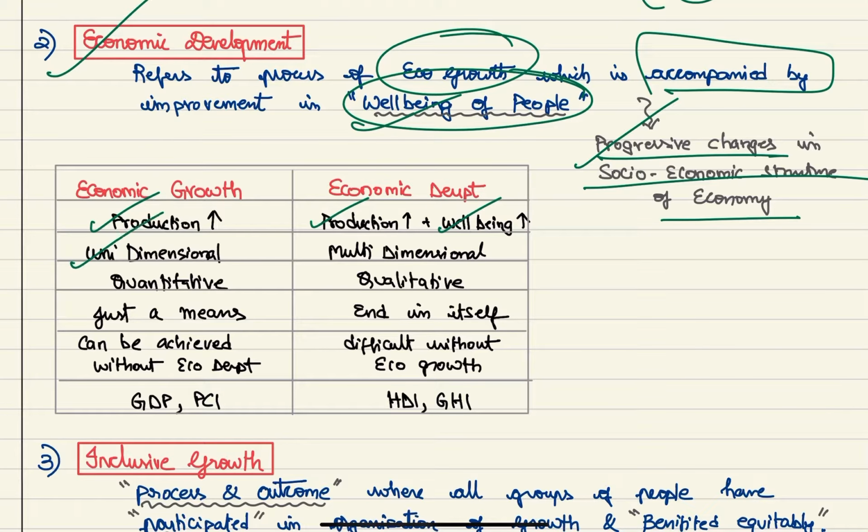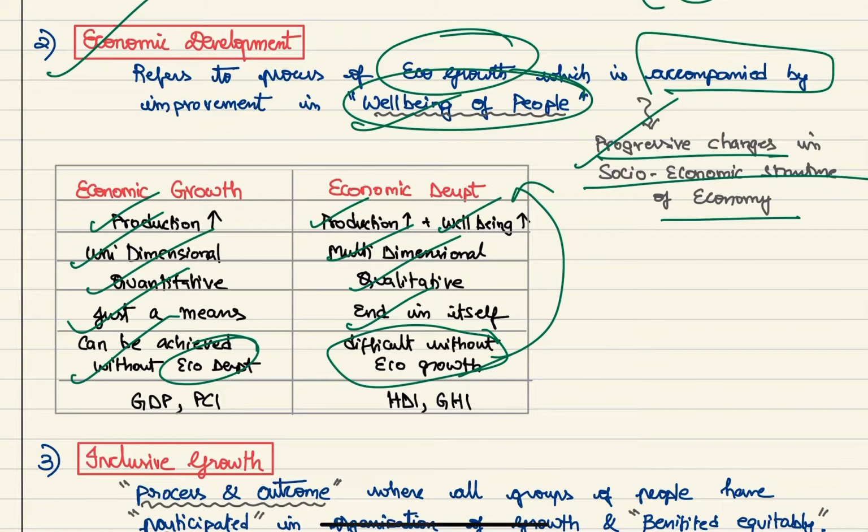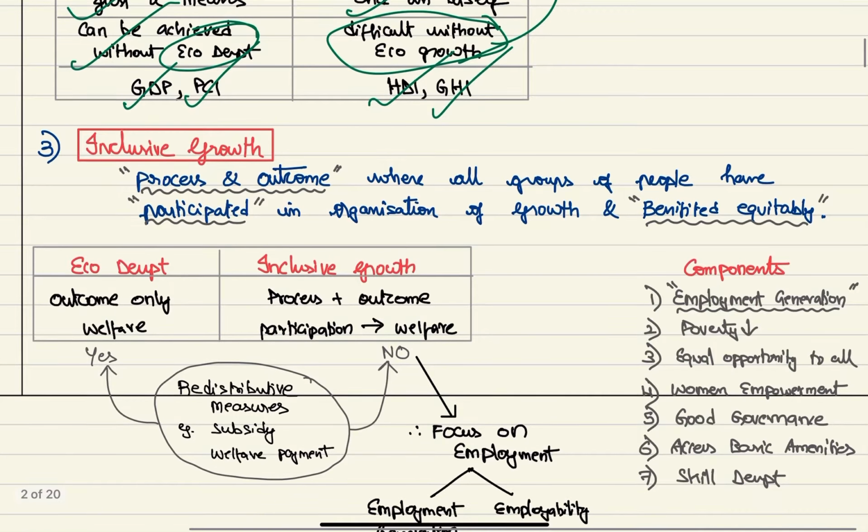When comparing, this is only about production increase, and this is about production increase and also increase in well-being. It is unidimensional, this is multidimensional. It is quantitative, this is qualitative. It is just a means, this is an end in itself. Growth can be achieved without economic development, but economic development is difficult without economic growth. Indicators are GDP and per capita income here, and here we have HDI and gross happiness index.